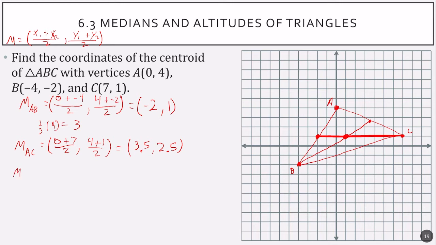And let's just do the last one just for kicks. The midpoint of BC is -4 plus 7 over 2, and -2 plus 1 over 2. So -4 plus 7 is 3, divided by 2 is 1.5. -2 plus 1 is -1, over 2 is -0.5. So 1.5, -0.5 is right there. Draw our median. Notice that is our centroid. That centroid right there appears to be at 1, 1.